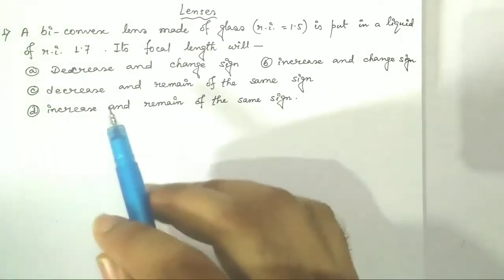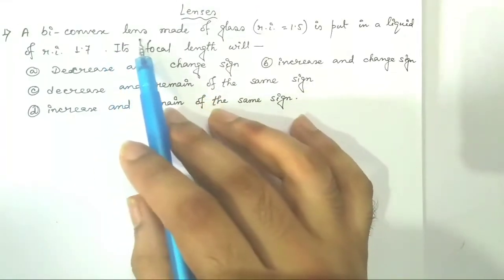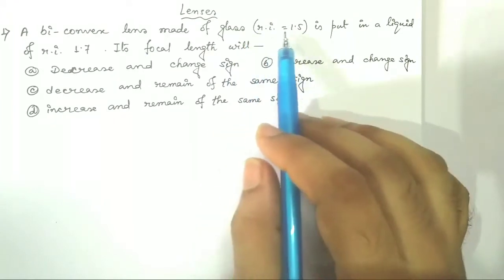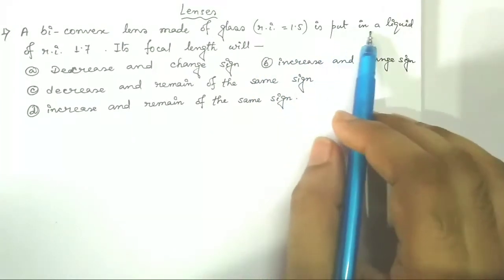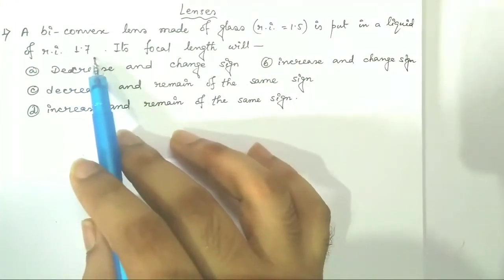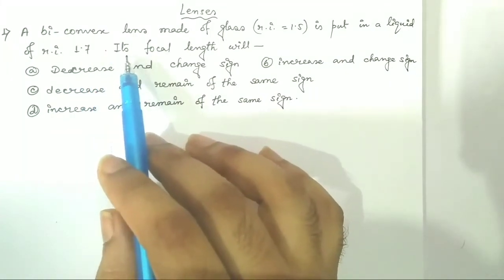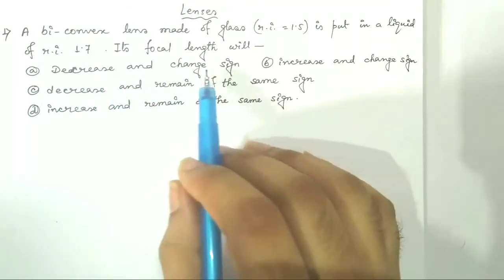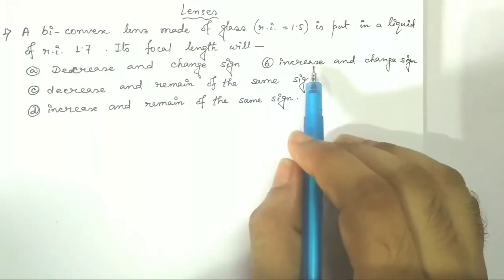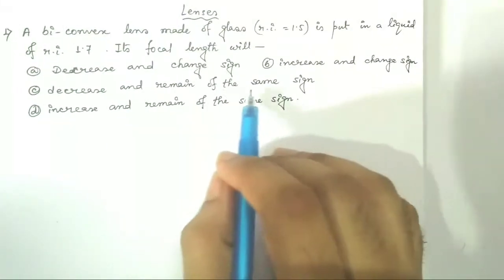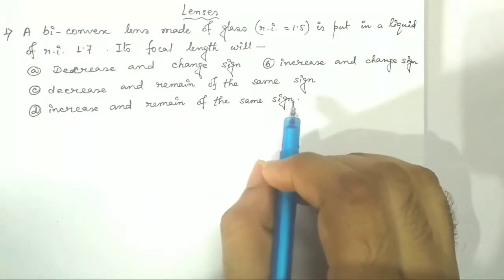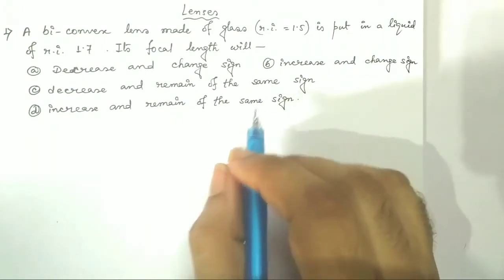Okay, here is the first question. A biconvex lens made of glass, the refractive index of glass is given 1.5, is put in a liquid of refractive index 1.7. The question is, its focal length will: option A, decrease and change sign; option B, increase and change sign; option C, decrease and remain of the same sign; and option D, increase and remain of the same sign.